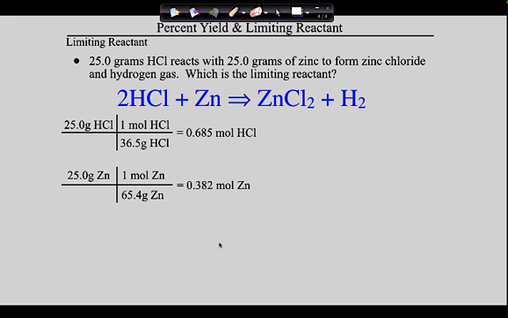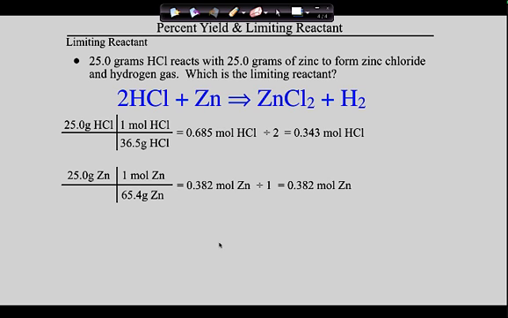So what do we have to do now? Divide by the coefficients. In front of the HCl, there's a 2. In front of the zinc, there's the 1. The common mistake here is you're going to divide by the smallest number and figure out the empirical formula. No. Divide by the coefficients. So guys, we divide HCl by 2, we divide zinc by 1, and now the number that's smallest is the one that we're going to run out of first.